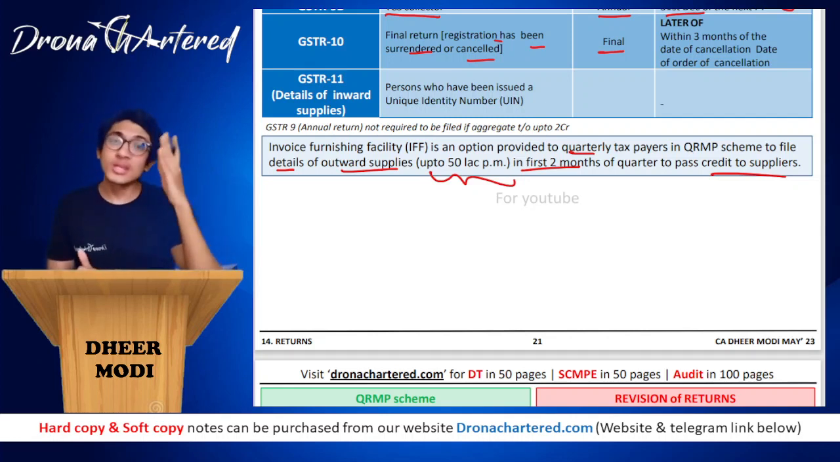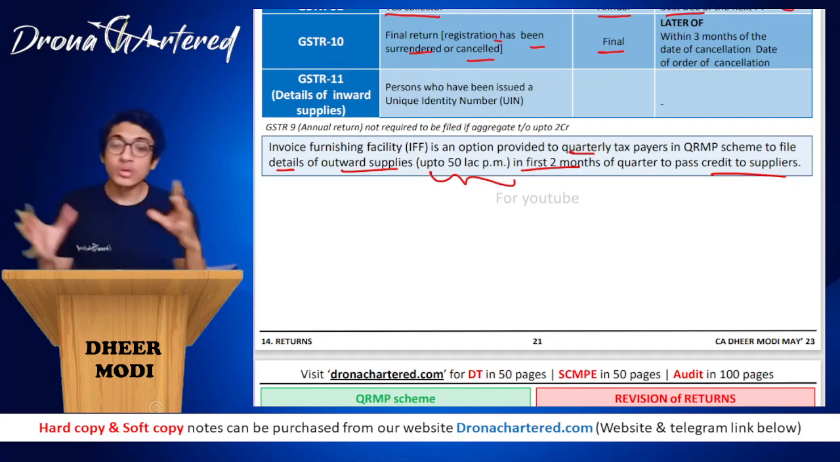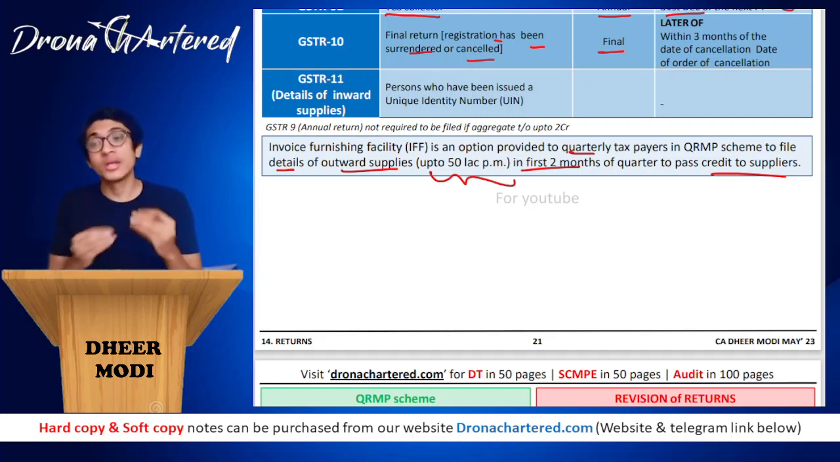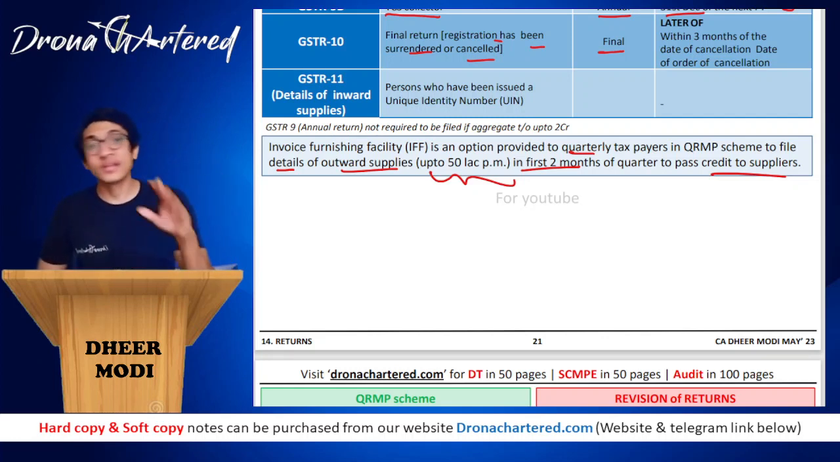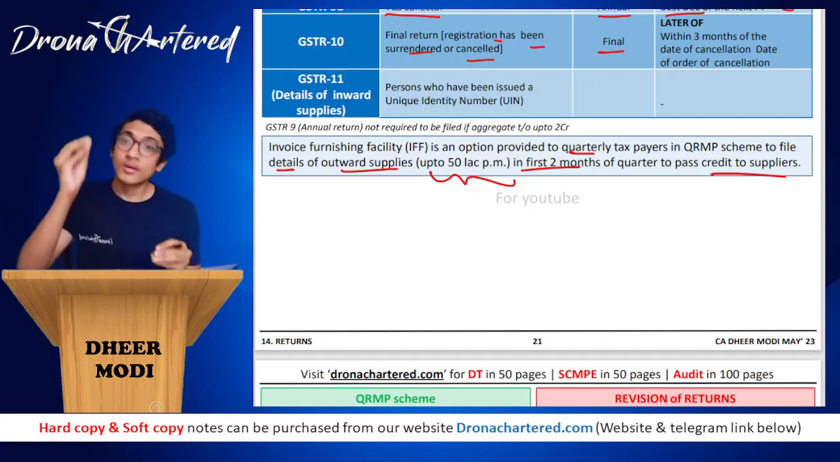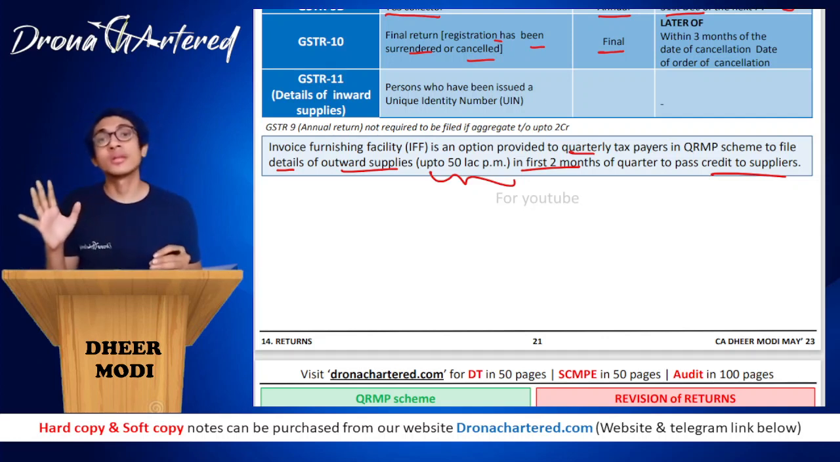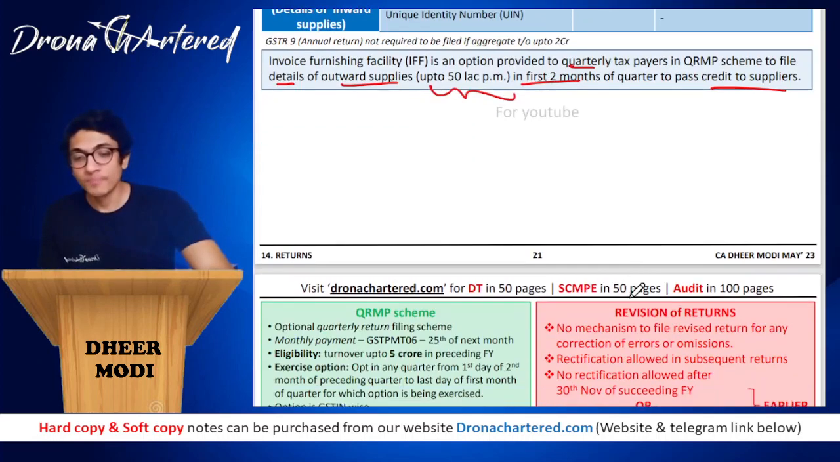Because now, only and only if you have put your invoice under the return, only then will they get the credit. There is no rule of 10%, 5%, nothing. It is only and only if one person has put that invoice in his outward supply will it be shown as inward supply in the other person.